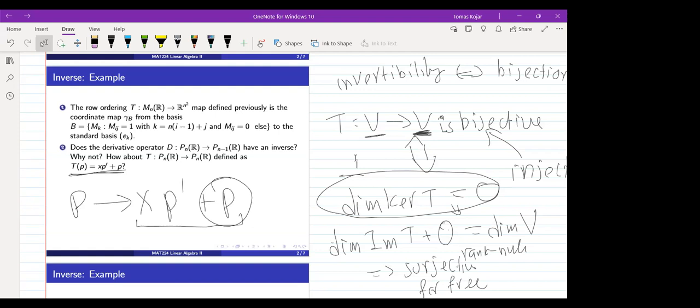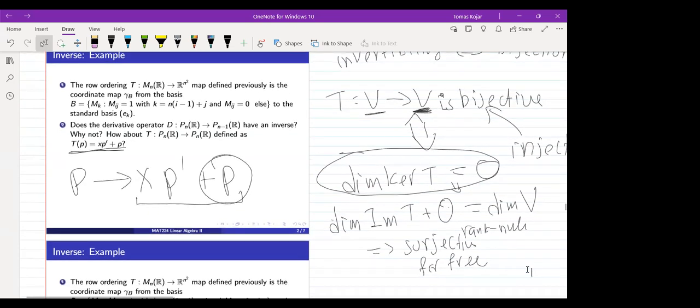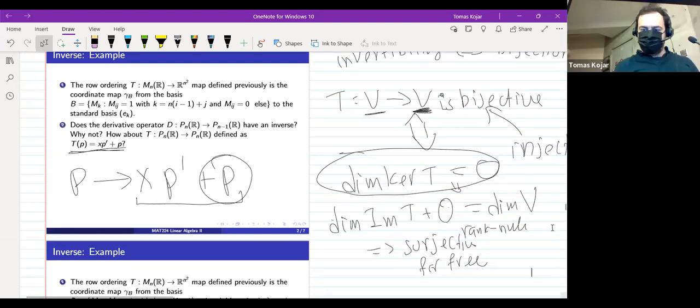Okay, I guess that was my entire question. And regarding the last thing that you did, the fact that if you're going from the same domain to the same codomain, like V to V, you get surjective for free when you prove injective. Can you just re-explain that really quick? Sorry. Yeah, that's fine.